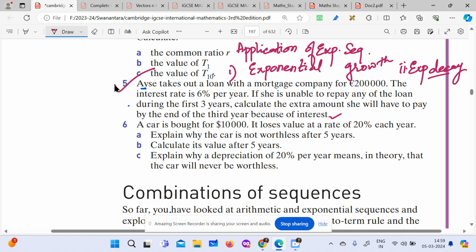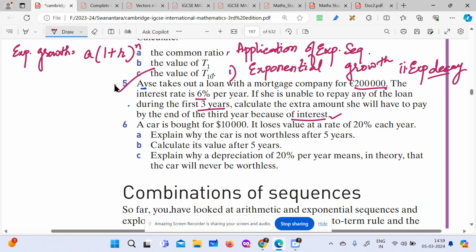So we observe exponential decay in those conditions. When I speak about exponential growth, you have this formula: exponential growth is a times (1 plus r) to the power of n. Here in this question there is a loan of £200,000 where the interest is 6%, and it keeps on increasing for the first 3 years. The question is how much she has to pay in interest by the end of 3 years.